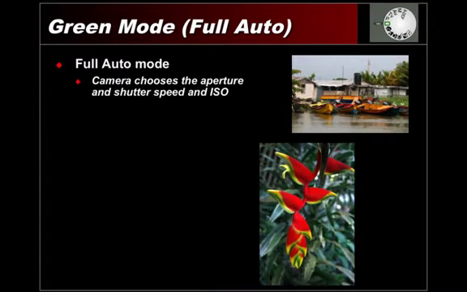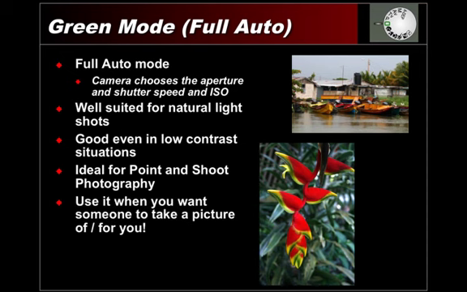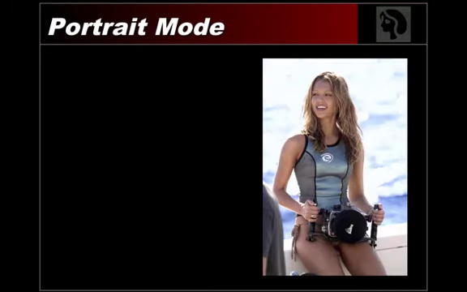Well, the auto mode, which is green, is going to be fully automatic. When you put your selection on the green, the camera will choose the aperture and the shutter speed automatically. It's well suited for most natural light conditions, when we just want a quick shot and don't want to think about it too much. It's good in low contrast situations, and certainly when you want somebody else to take a picture of you, this is a good mode because you can't make too many mistakes.